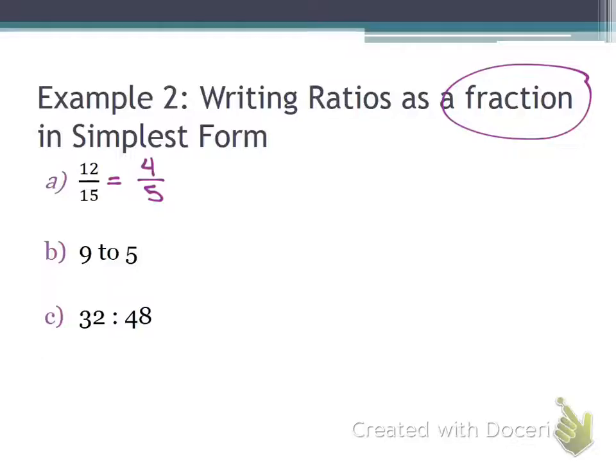Now with my second ratio, 9 to 5, I need to write it as a fraction. The first number in the sequence goes on top, the second number goes on the bottom, and I need to make sure that it's reduced. I do not change it to a mixed number because then it's not a ratio anymore. So I just leave it 9/5. That's my answer. On the third one, write the ratio as a fraction in simplest form. 32 over 48 reduces to what? 2/3. Questions, guys? That's it for example 2.